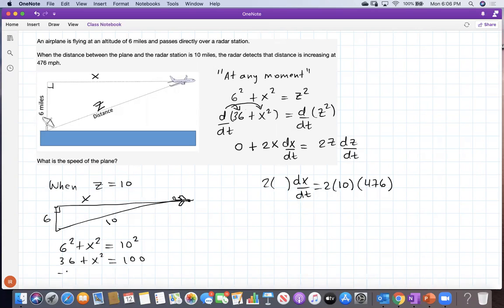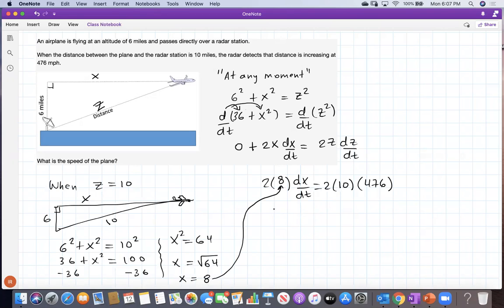So subtracting 36 in both sides, we get that x squared is equal to 64. And taking square roots in both sides, we get that x is equal to the square root of 64, which is just 8, right? Notice I am taking just the principal square root of 64, the positive one, because I'm measuring distance. Distance cannot be negative. All right, so then that 8 should go here. And basically, I have everything except for dx dt, which is precisely what I need to find, right?